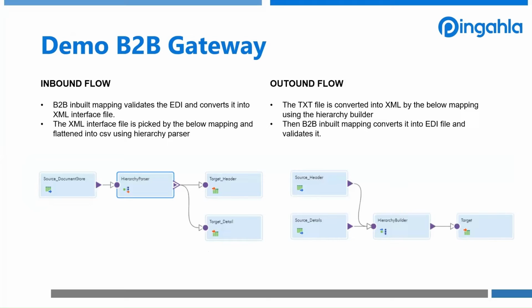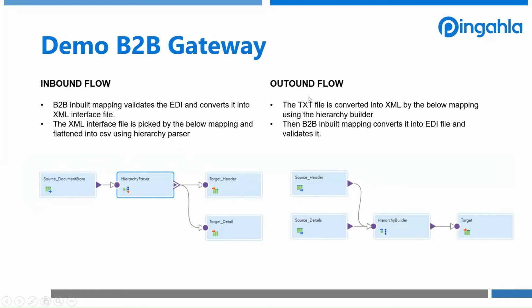So in our demo, we are going to process 850 inbound and 810 outbound files. Let's check the inbound flow. For the inbound flow, first the B2B inbuilt mapping will run, which will validate the EDI and convert it into an XML interface file. Then the XML interface file will be picked up by the custom mapping that we have built, which basically flattens the file into CSV using a hierarchy parser.